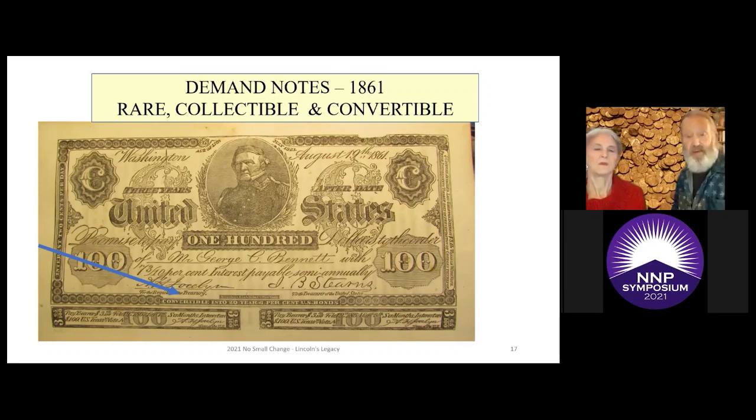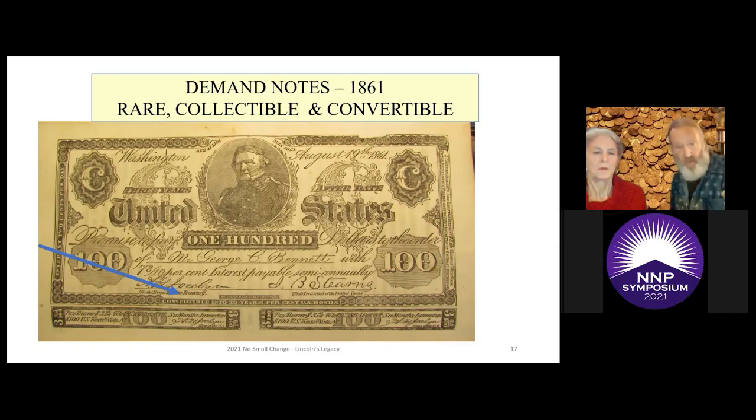$100. Civil War era. Becky, tell me again what you call it, a convertible bond, basically, right? It just says it's convertible into a 20-year, 6% U.S. bond. Okay. A little ticket or a little stub, right, that you turned in to get your money.